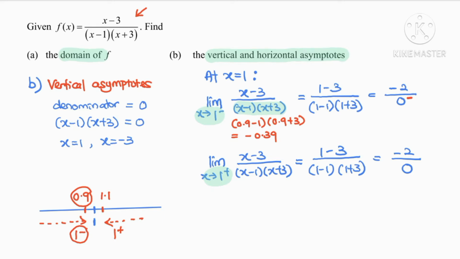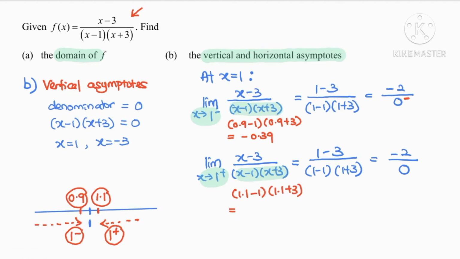Another one, when approaching 1 from the right side, let us replace x with 1.1. Replace it over here, the denominator part. So we have 1.1 minus 1 and 1.1 plus 3. So here we get 0.9 to 1. This value is a positive value, so we put here the positive sign.